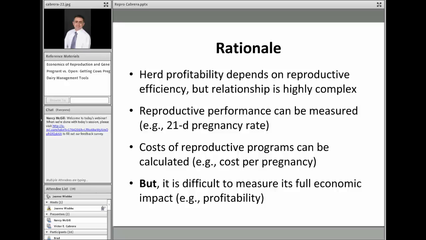The point, at the end in this slide, is that even though we do have a good handle on the reproductive performance and also on the costs, I think there is still a challenge in measuring the full economic impact, for example, the profitability of reproductive programs. And hopefully after we end today with this webinar, we will have a better idea of how to measure that, and even more importantly, in my opinion, you would have specific, very objective tools that you could use to actually assess the profitability of different reproductive programs, okay?